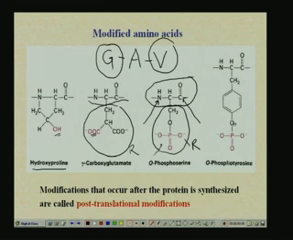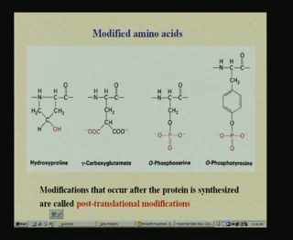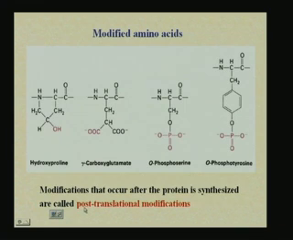Now, usually when the polypeptide chain is formed, this is not a common occurrence. Okay? All the modified amino acids that you see occur after the protein is formed. Okay? So, as I have mentioned, these are modifications that actually occur after the protein is synthesized, and what we call them are post-translational modifications, because the process of translation is how you get from RNA to protein.